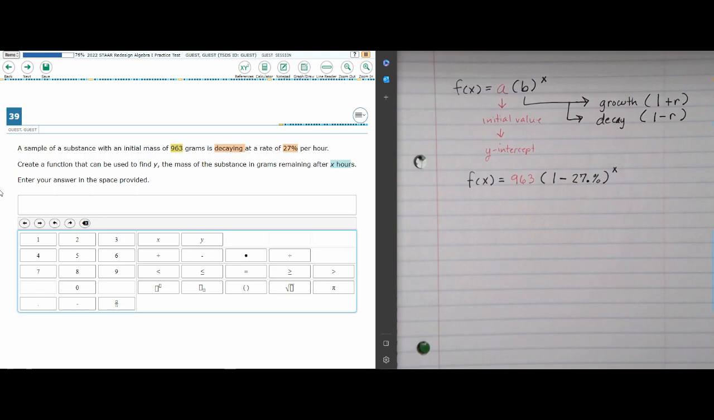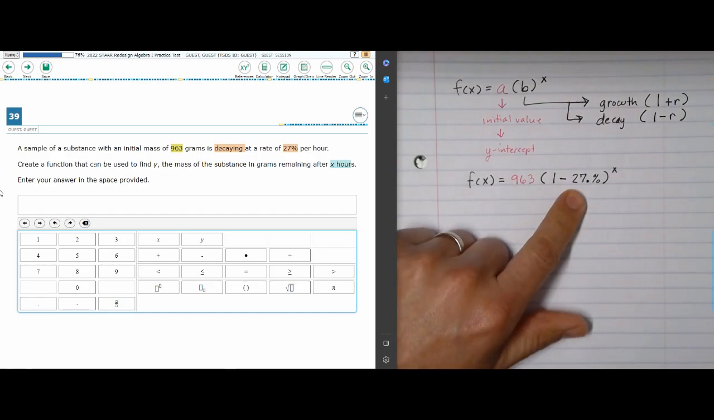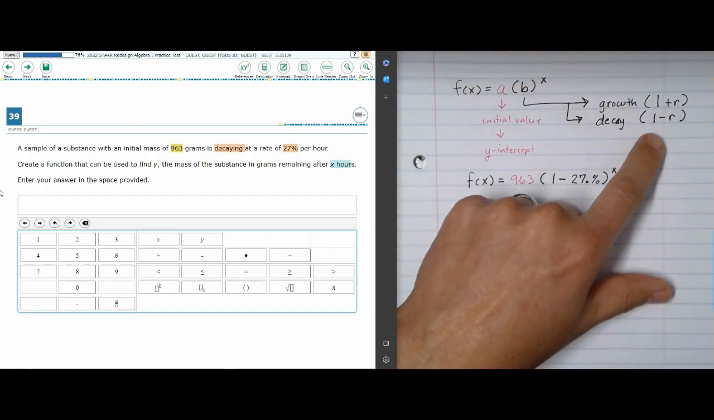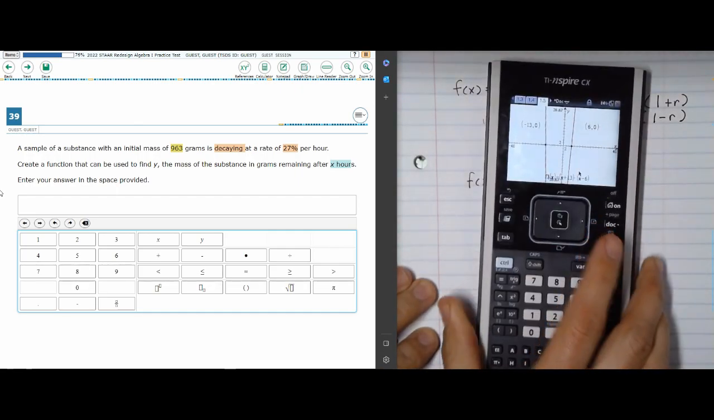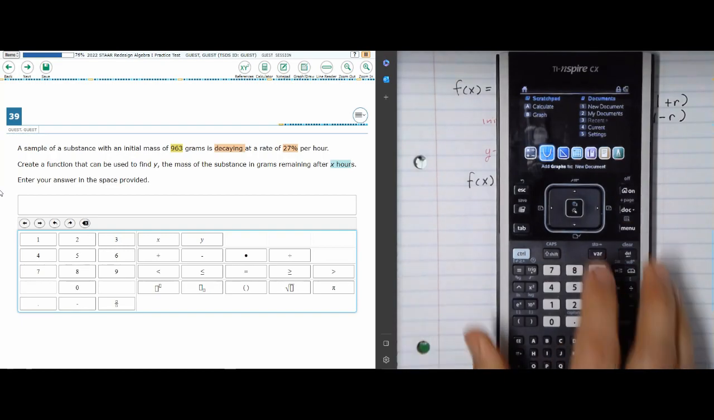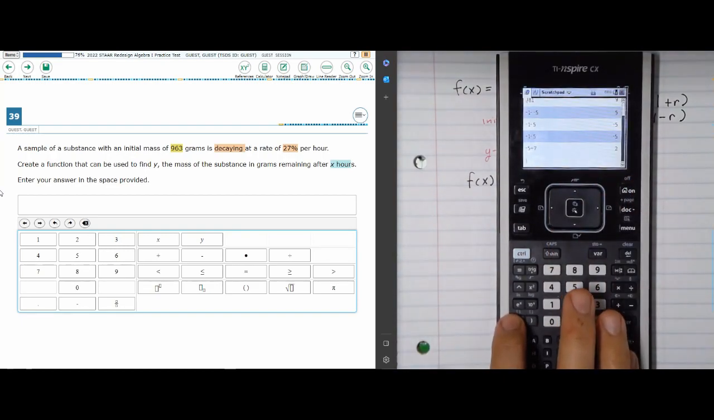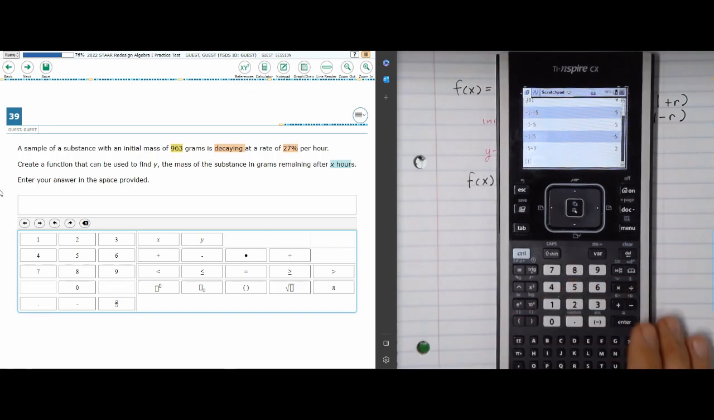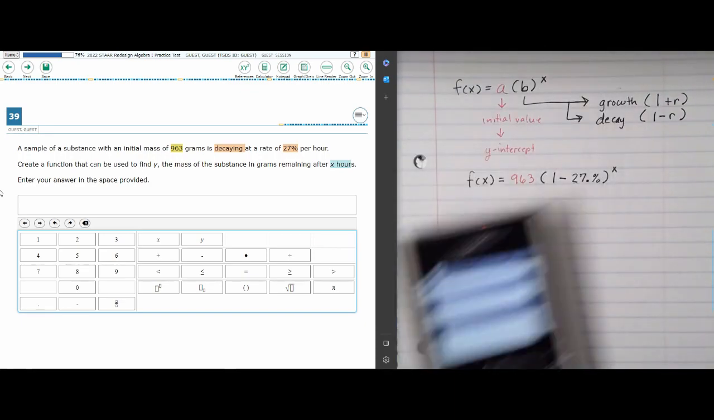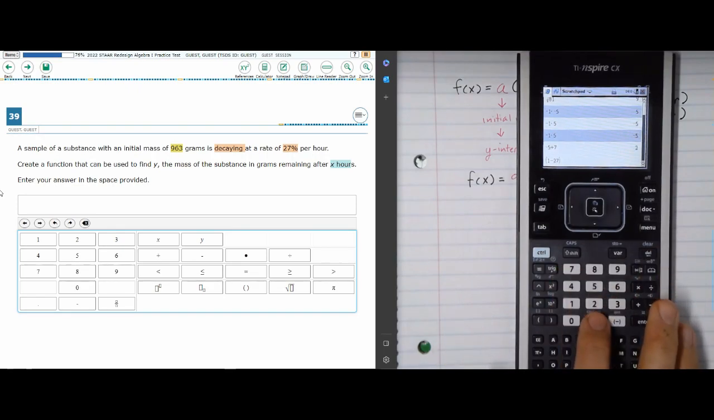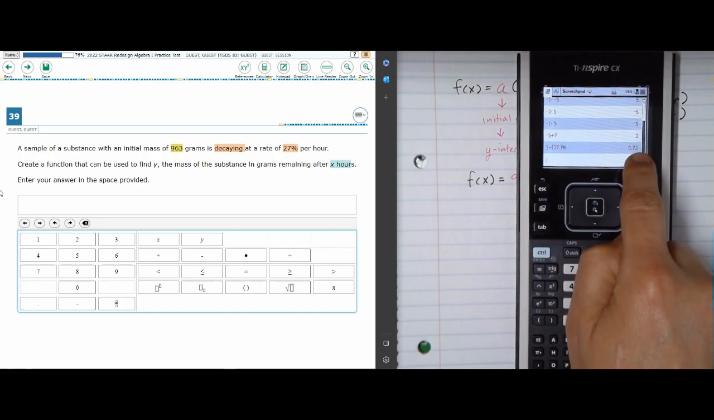So let me go ahead and simplify this part right here, in other words, the decay factor. I'm going to simplify it. So I'm going to go home real quick. I'm going to go up to calculate, and to find my decay factor, I'm going to do 1 minus 27, because it's 27%, put a decimal after it because it did not have a decimal. I'm going to hit my question mark until I get to the percent, hit enter, enter again, and it's 0.73.